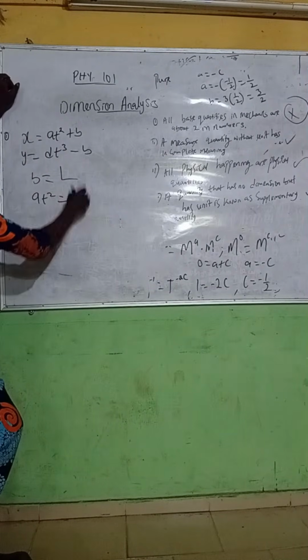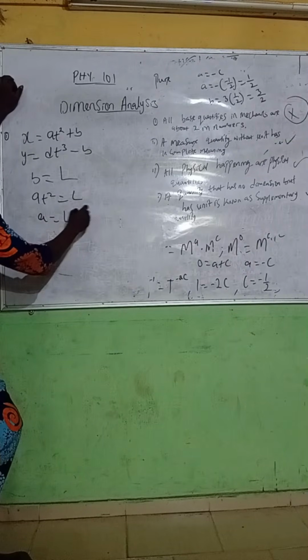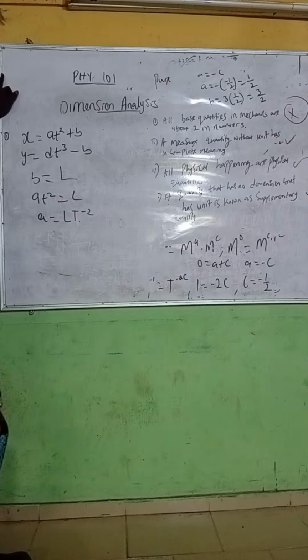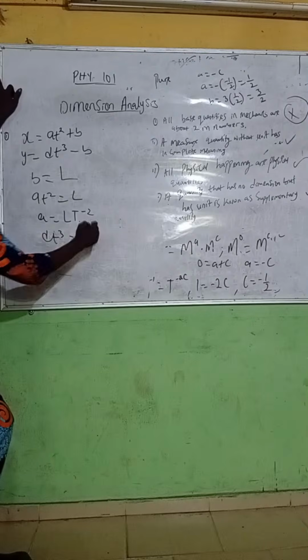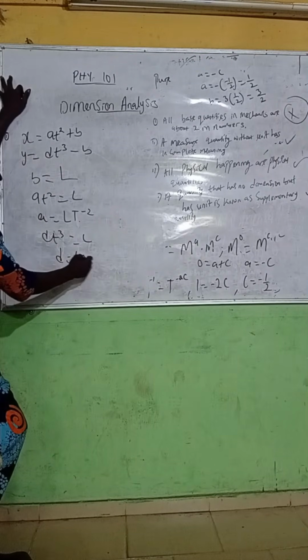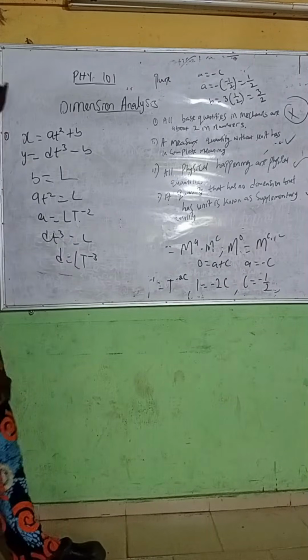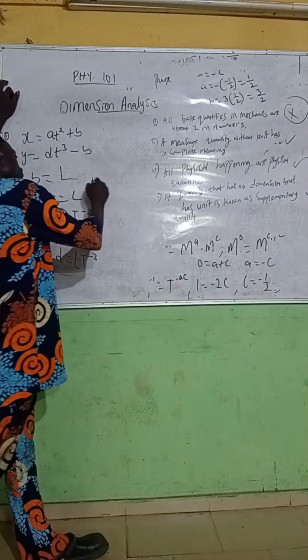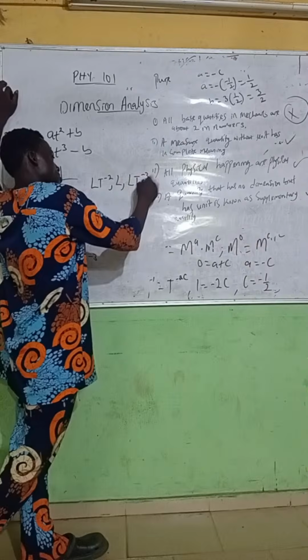A squared is also what? L. A equals LT minus 2, abi? We've gotten A, and so DTQ equals L, abi? Yes, L. So D equals what? LT minus 2. So the correct answer is LT minus 2.